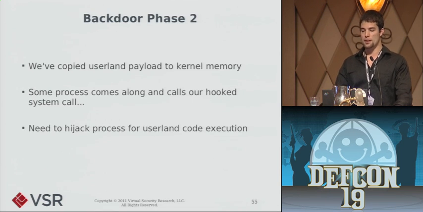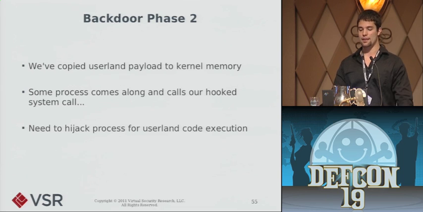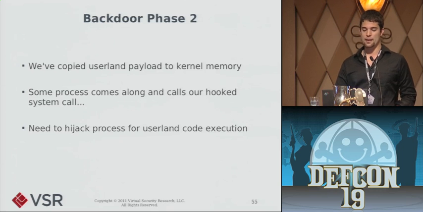So now we want to move on to phase 2. What we've done is copy the userland payload that we want to execute eventually into kernel memory. And some process comes along and is going to call the system call that we chose to hook. What we need to do now is hijack that process to execute our userland code.